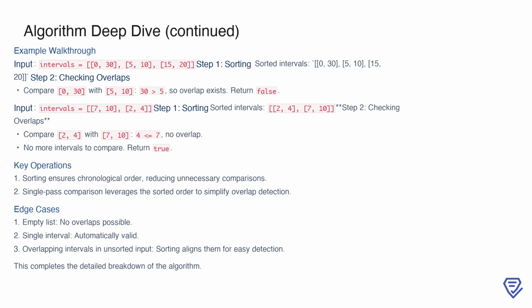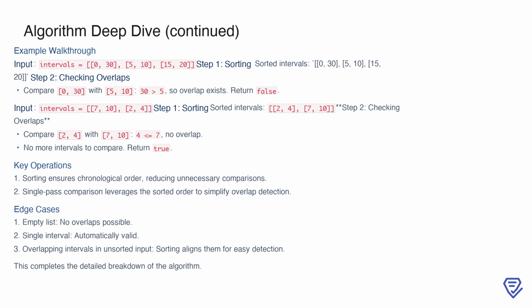Comparing [2, 4] with [7, 10], we find that 4 is less than or equal to 7, so there's no overlap. Since there are no more intervals to check, we return true. These examples highlight how sorting simplifies overlap detection. Key operations include sorting to establish chronological order and a single pass through the intervals to check for overlaps. Edge cases, such as an empty list or a single interval, are straightforward: no overlaps are possible, so the result is automatically true.